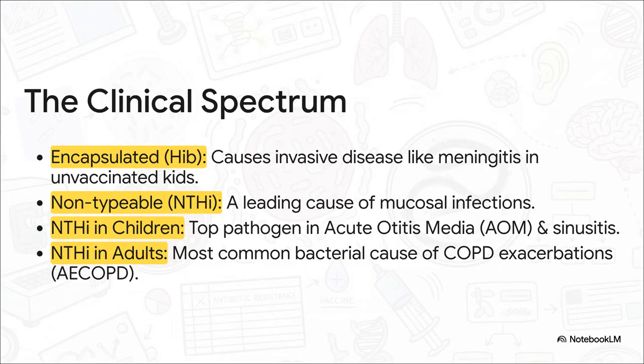This slide really nails the clinical spectrum. It shows you exactly how the bug's biology, is it encapsulated or not, translates directly into a different disease profile for different people. The encapsulated forms cause those terrifying, severe invasive diseases, like meningitis in kids. Meanwhile, the non-typeable strains are the workhorses of mucosal infections, a huge cause of otitis media in children. And this is critical, a major trigger for COPD flare-ups in adults.